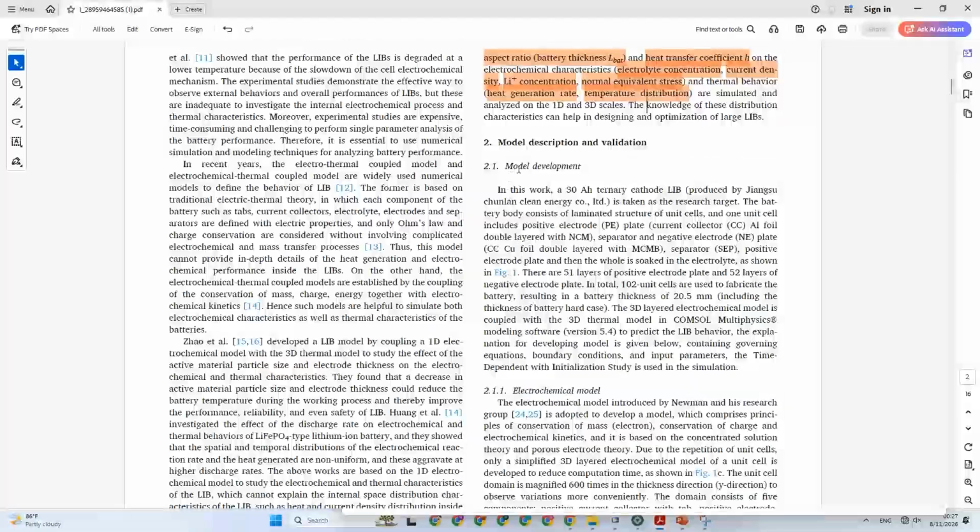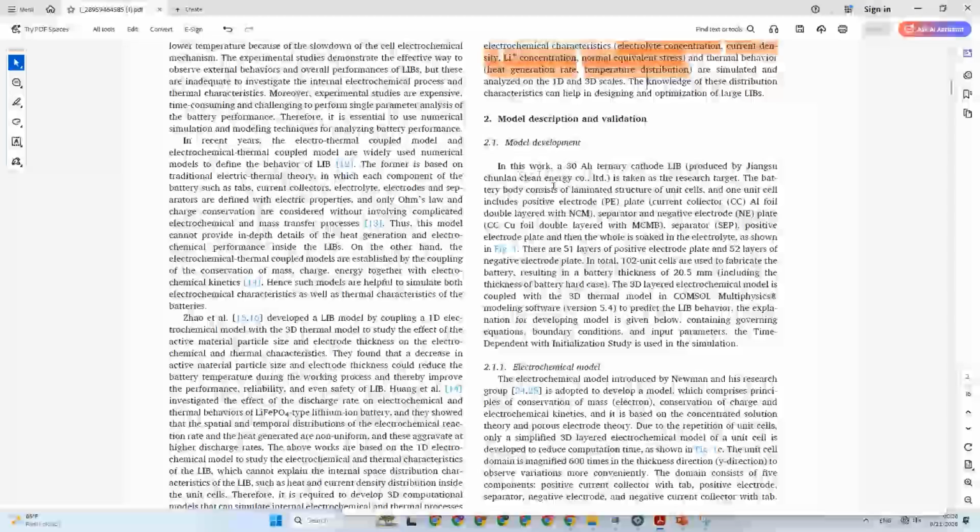Model description and validation. Model development. In this work, a 30 Ah ternary cathode battery produced by Jiangsu Clean Energy, this is the company name, is taken as the research target.